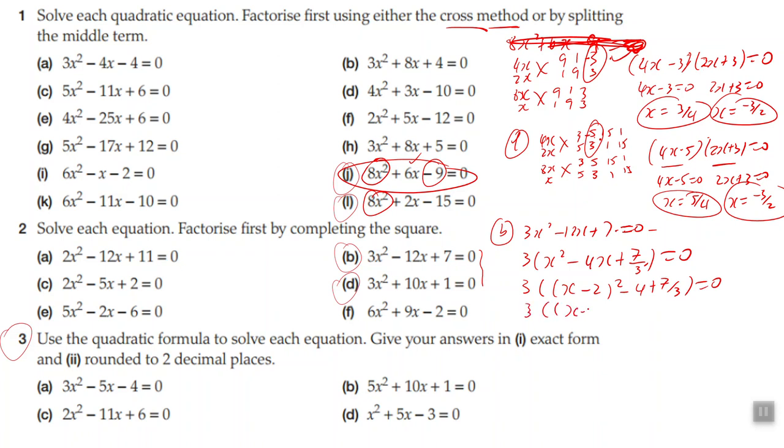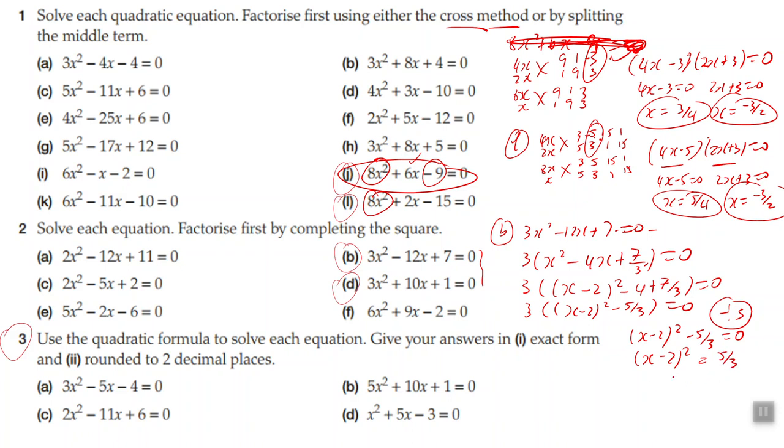I combine the fractions inside. So that's negative 12 over 3, negative 12 plus 7 is negative 5 over 3 equals 0. I'm going to divide both sides by 3 to get rid of the 3 at the very front. So we've got x minus 2 squared minus 5 over 3 equals 0. Now, I'm not going to use dots. I'm just going to move the 5 over 3 to the other side just to make it easy for myself.